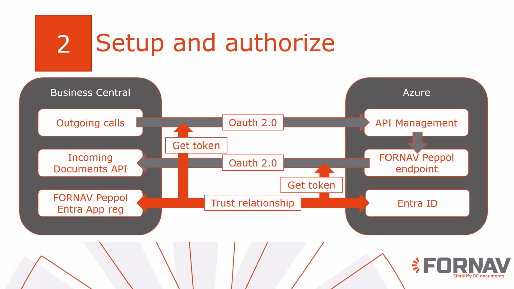The first thing we need to do is establish a trust relationship between Business Central and the FORNAV Peppol network hosted on Azure. The FORNAV Peppol network can push incoming Peppol documents directly to Business Central, but it can only do so if you allow this transmission to happen. From Business Central, you can send documents to the FORNAV Peppol network, but only if your tenant is allowed access. All communication between the FORNAV Peppol network and Business Central is secured with OAuth 2.0.